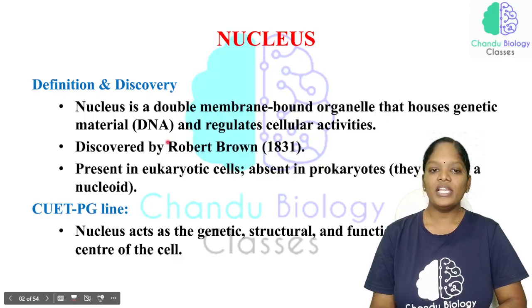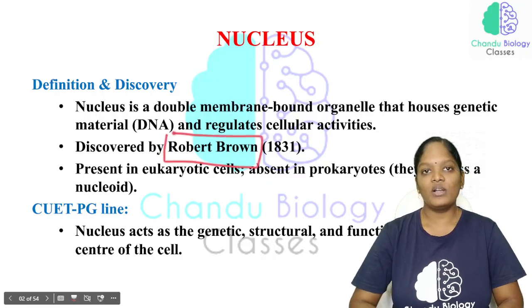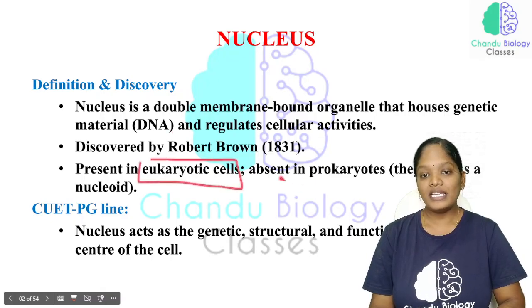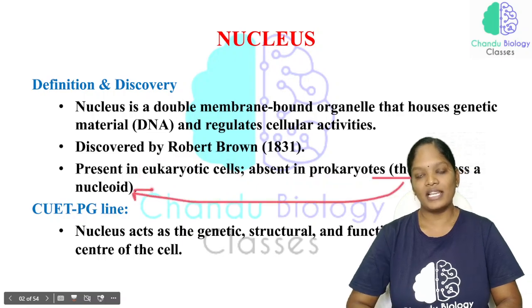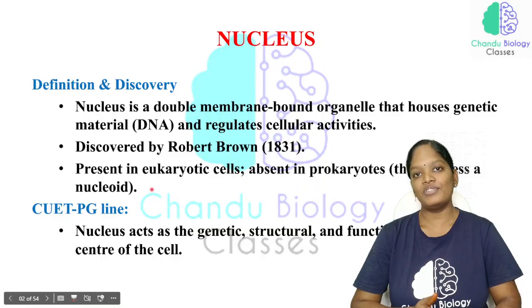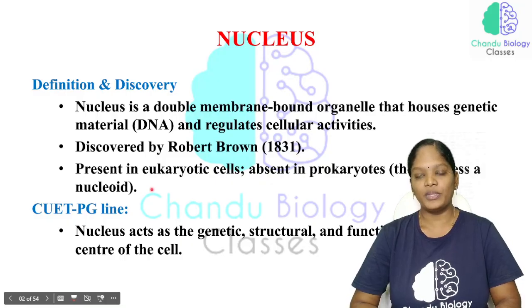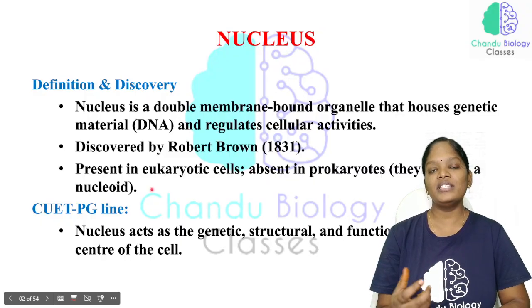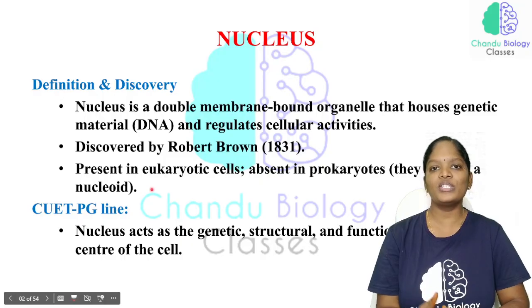The nucleus was first discovered by a scientist called Robert Brown in 1831, and it is present in eukaryotic cells and absent in prokaryotes. In yesterday's class I explained the difference between the nucleus and the nucleoid. You should not think they are similar to each other. In prokaryotes they do not have a proper nucleus. The region where the genetic material is present in a prokaryote is considered a nucleoid.